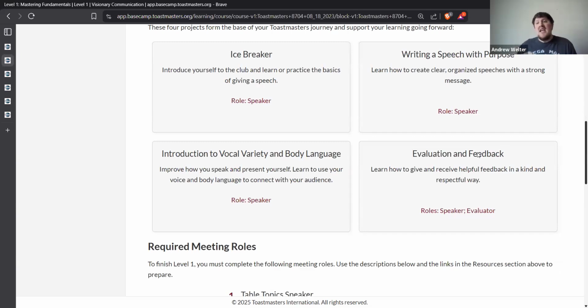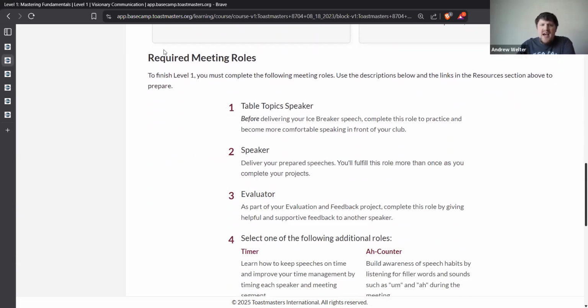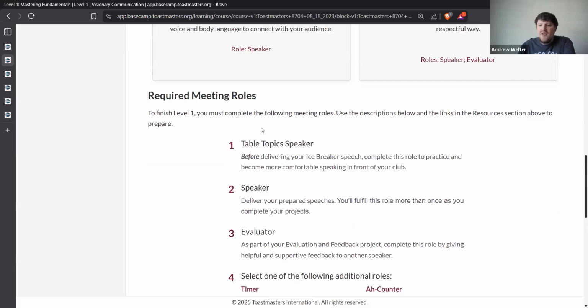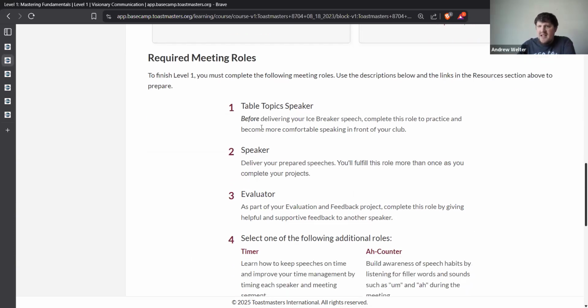Make sure, because it's not just being a speech evaluator, but you have to get your evaluation evaluated by a member. It does not have to be an oral evaluation of your evaluation. You can do it, but obviously, if you're pressed for time, they can do it, and then you can meet with the person after the meeting and just go over the goods and what to work on from your evaluation. Then down here, they're going to go with the required meeting roles. What are you going to have to do to complete this level?